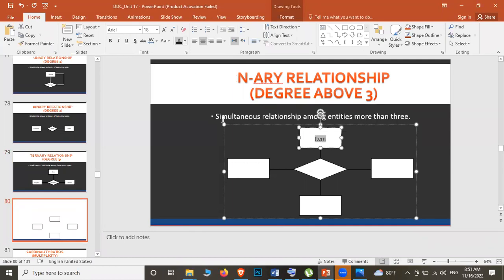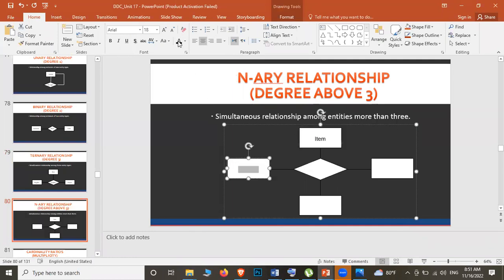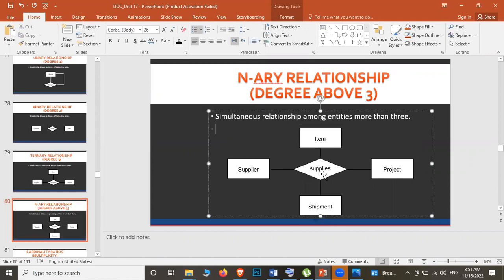So let me show you. Item, supplier, shipment, project all connect with the supplies. Supplies the items to the project නේද? suppliers මොනවද කරන්නේ? supply කරන projects වලට, items ටික supply කරනවා. So ඒ වගේම supplier supply කරන්නේ මොනවද, items. Okay, so item කියලා entity එකක් තියෙනවා නම් you can use the same relation.